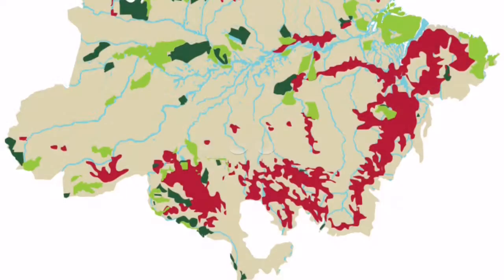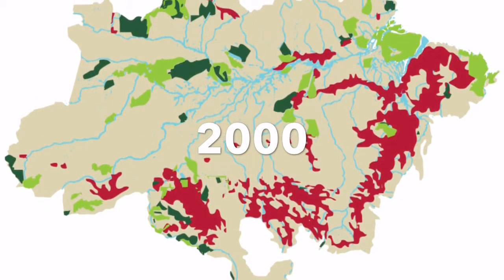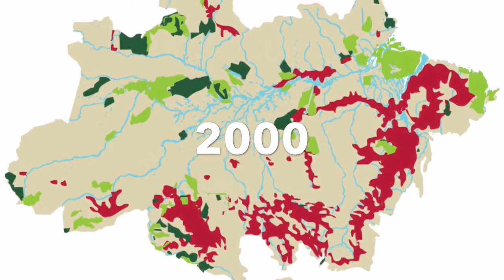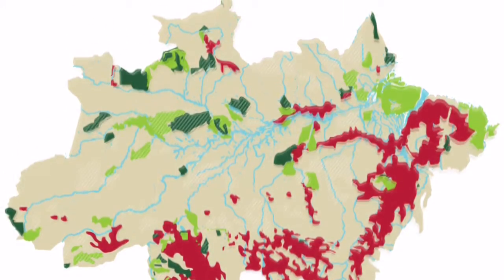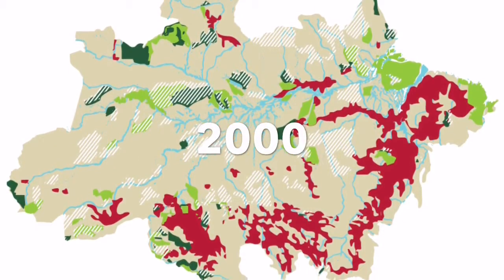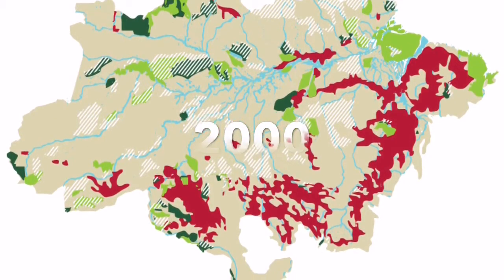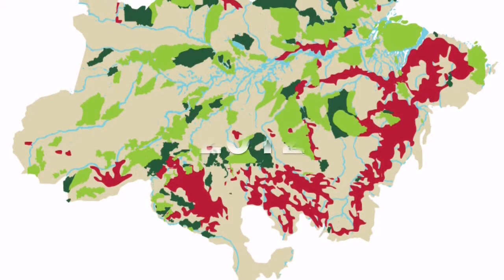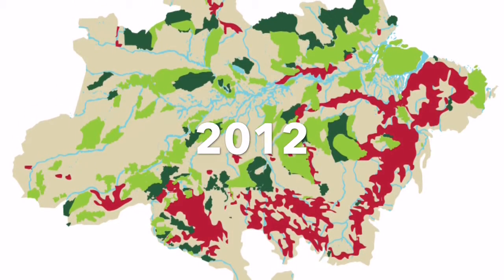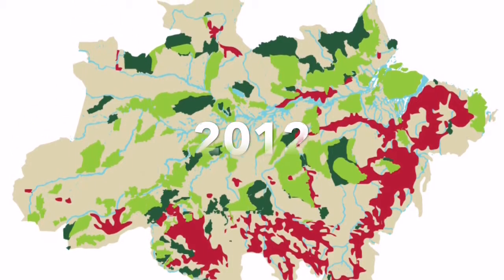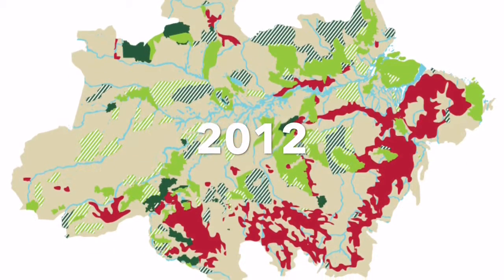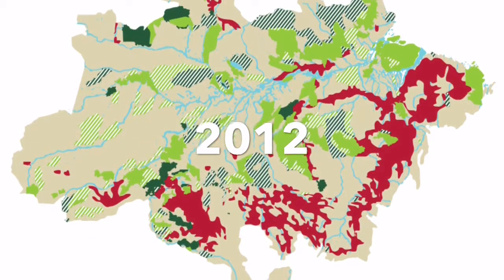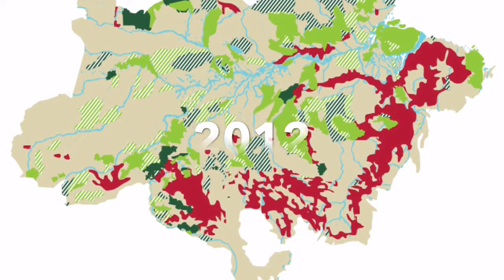The following image depicts strict preservation in dark green, sustainable use areas in light green, and areas already submitted to deforestation in red, with the areas supported by ARPA shown as the shaded areas. As of 2000, ARPA has assisted the growth of these protected areas over a period of 12 years, increasing their coverage to more than 200,000 square miles. Their work continues to this day. Financial oversight rests with the World Bank.